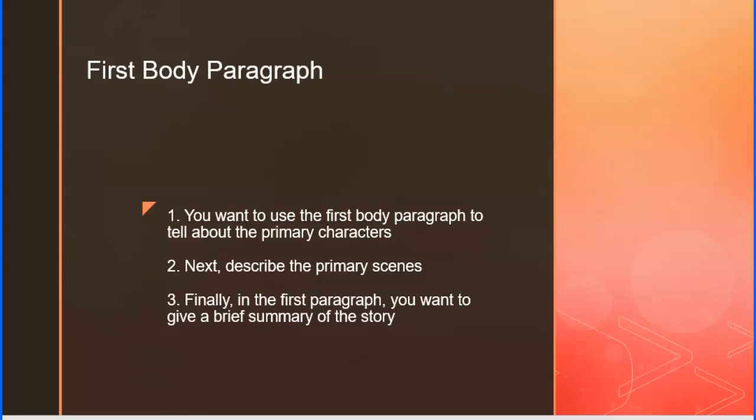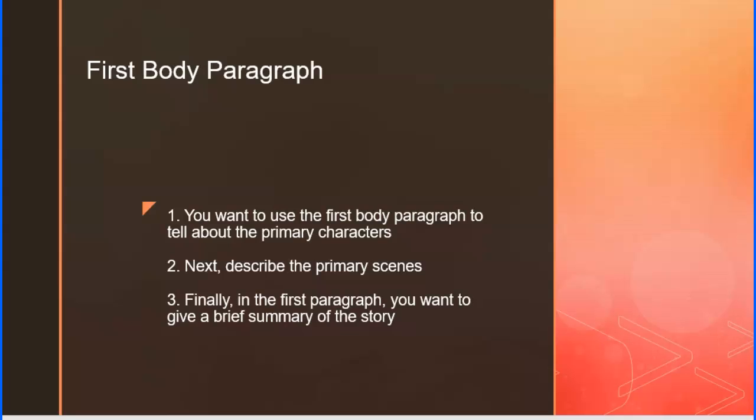So you want to use this to tell the primary characters, which I just told you, and describe the primary scenes. There could be multiples, and in the story that I chose, there are 2 scenes, so I'll show you what to do with that. And you want to give a brief summary of the story. Don't tell me the whole story in the first body paragraph. You want to just briefly tell me that Tom Sawyer is a story about some pre-teenagers who find their way into all kinds of shenanigans.